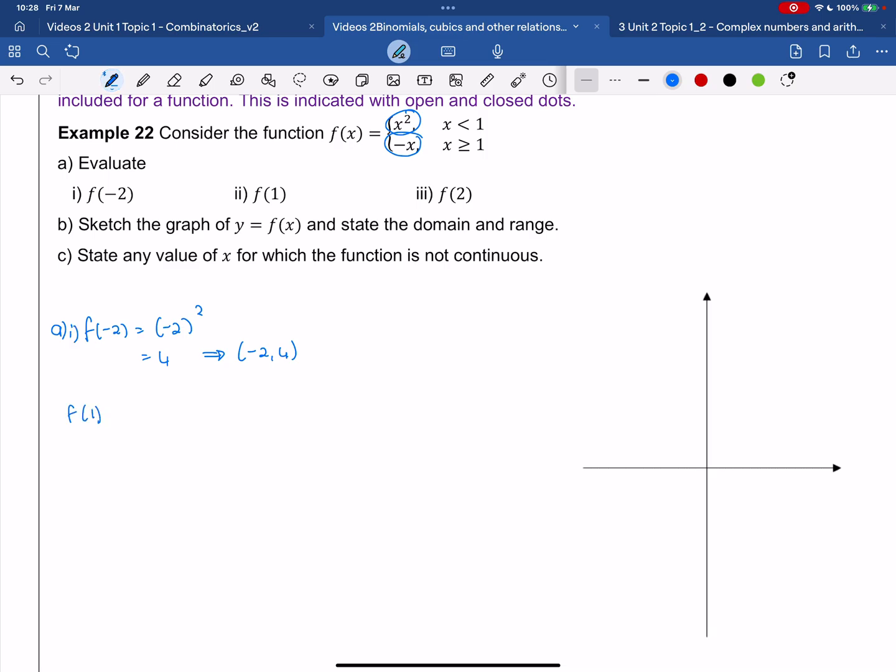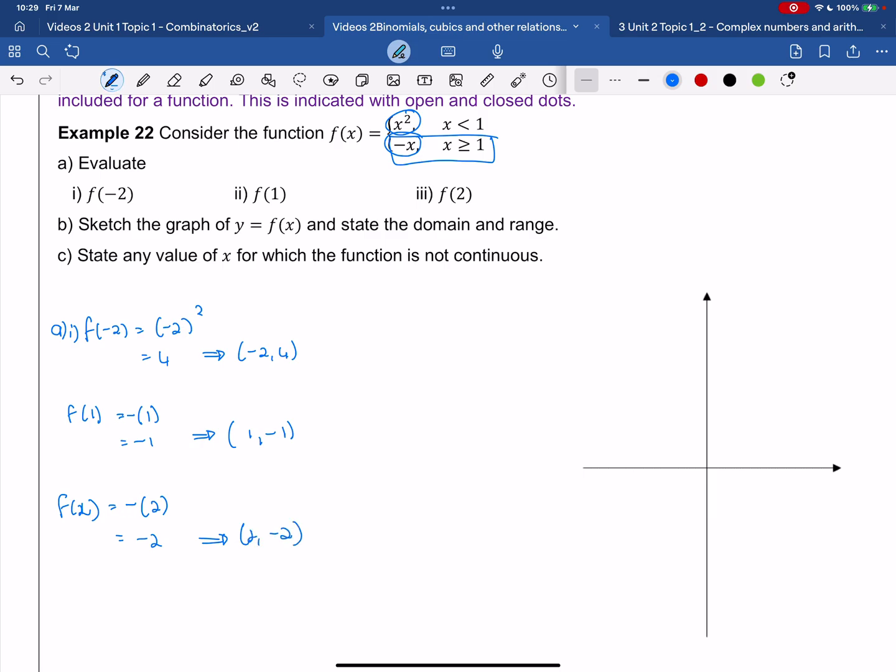F of 1, well then I need to look, and I see that this is the function for when x is equal to 1. So I'm going to have negative 1, and that's negative 1. And I have a point 1 and negative 1. And then f of 2, greater than or equal to 1, I'm going to have negative 2. So it's negative 2, and I've got a point there at 2 and negative 2.